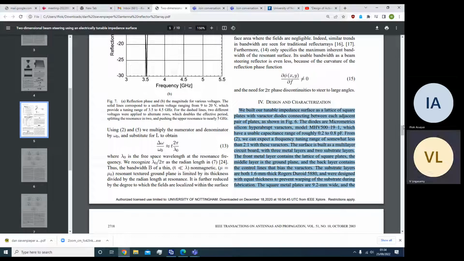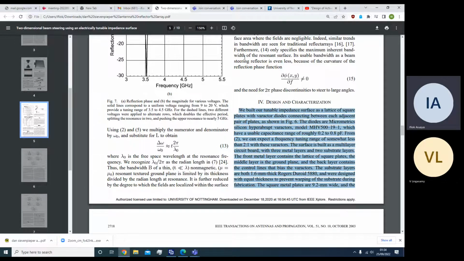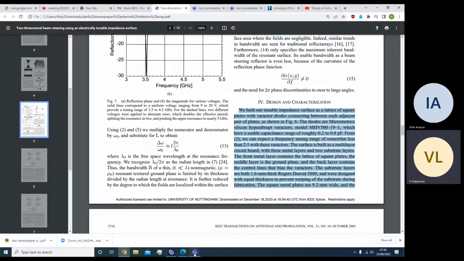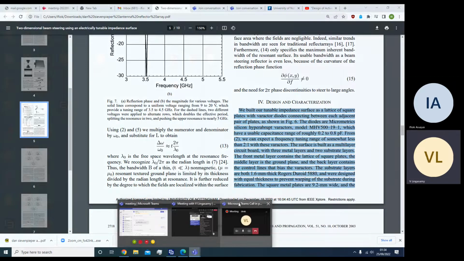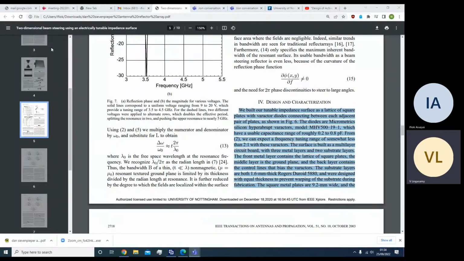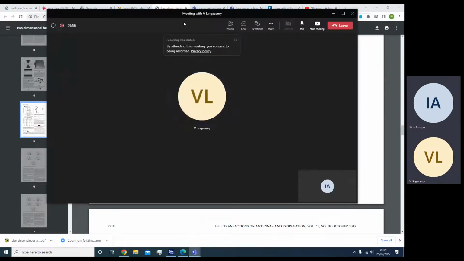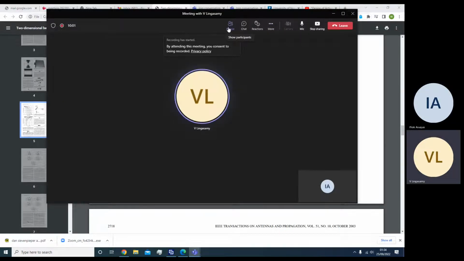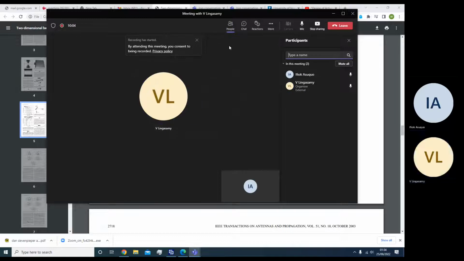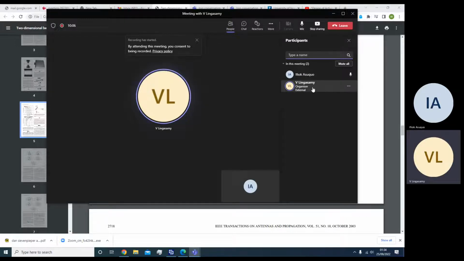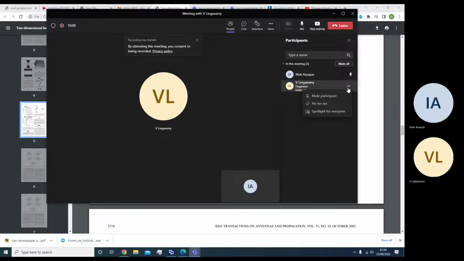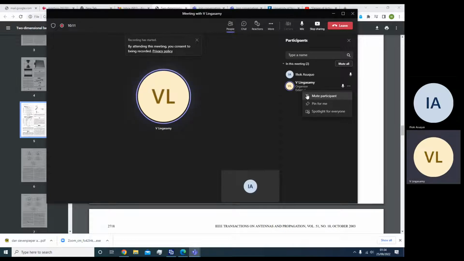Can you give me control? You have not requested. You have to request, please. The problem is, I cannot request. I get disabled by your company. But you can assign to me. Can you go to Teams, please? I'm on Teams. Participants, people. Can you right click, the three dots? Oh, it's not enabling. Okay, that's fine.